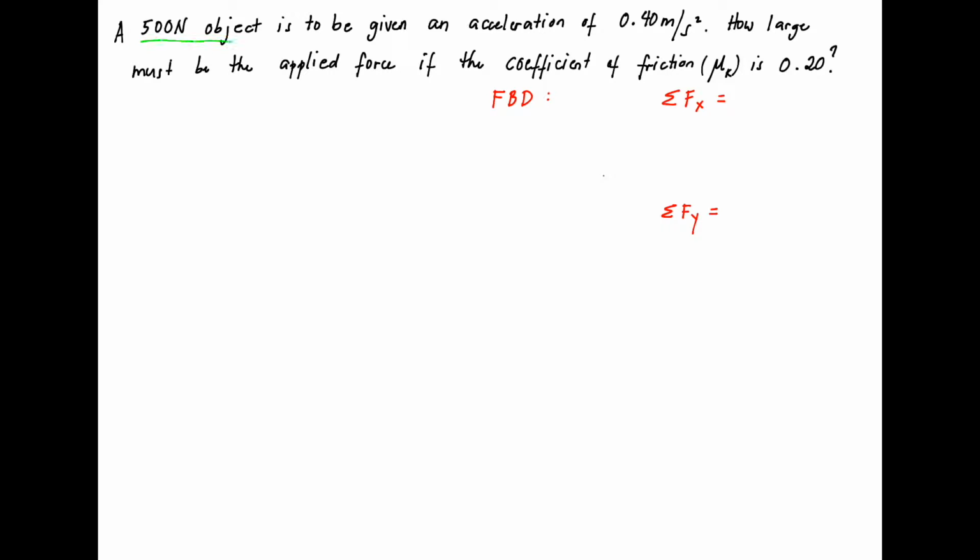A 500 Newton object is to be given an acceleration of 0.40 meter per second square. How large must be the applied force if the coefficient of friction is 0.20? Let's write first what is given together with the free body diagram. So if we're going to draw our free body diagram, this is how it will look like.